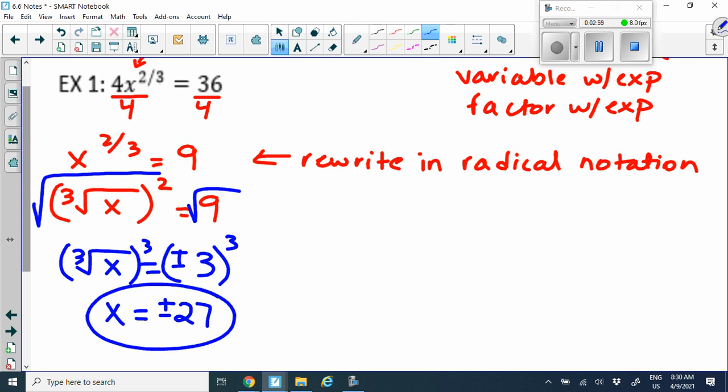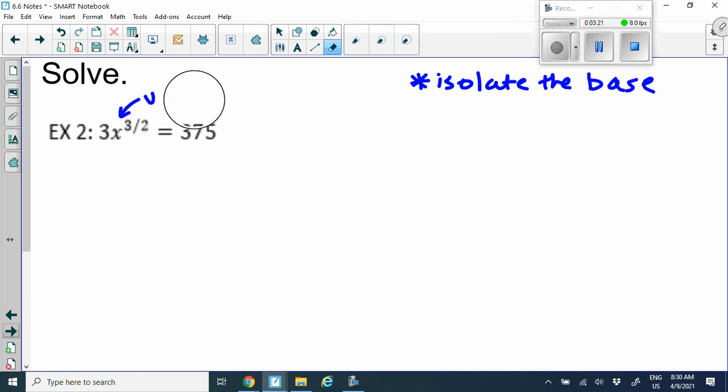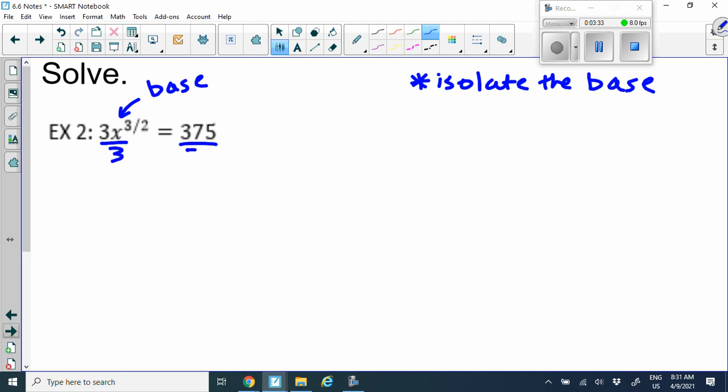Okay, let's go ahead and do another one. So example 2, we have 3x to the 3/2 equals 375. Once again, don't forget, make sure you isolate your base. In this case, our base is going to be the variable with the exponent. So anything before our x to the 3/2, we need to get rid of. Here we only have the 3, okay? So I'm going to divide both sides by 3.